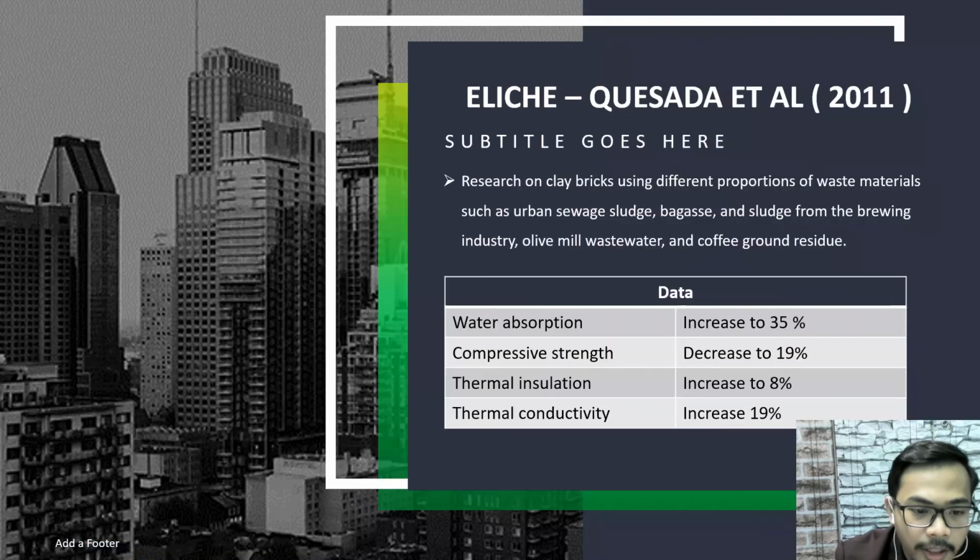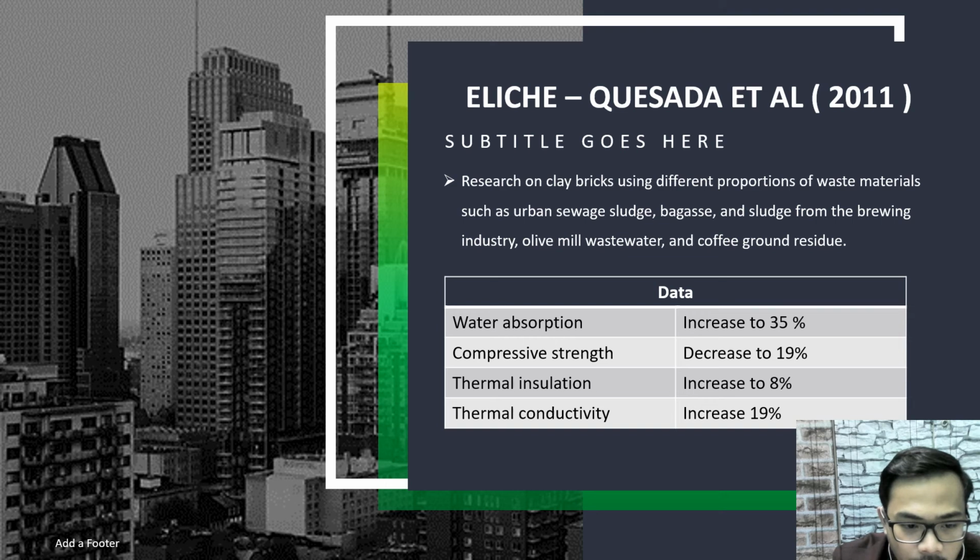Next one is Illich Quesada et al., 2011. The methodology studies clay bricks with various parts of waste materials such as urban sewage sludge, bagasse and sludge from the beverage industry, olive factory wastewater and coffee waste.